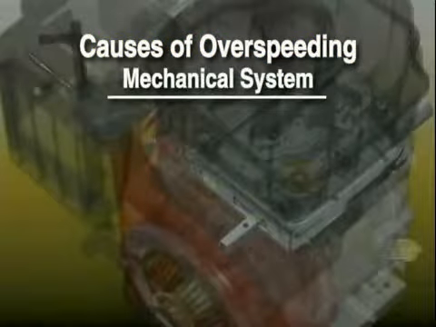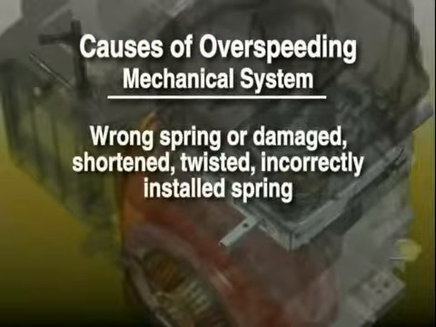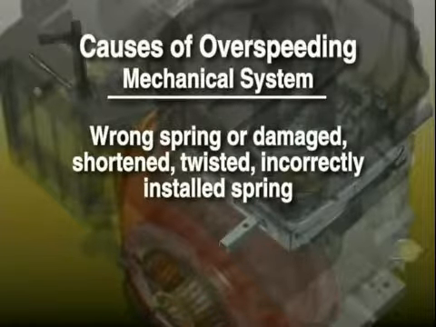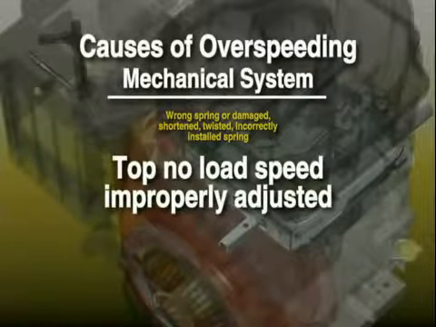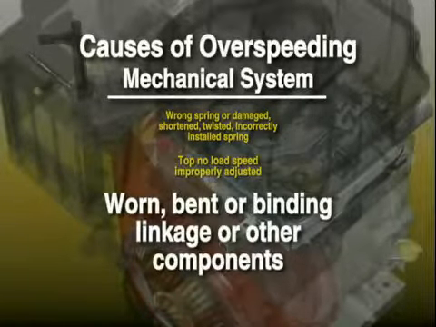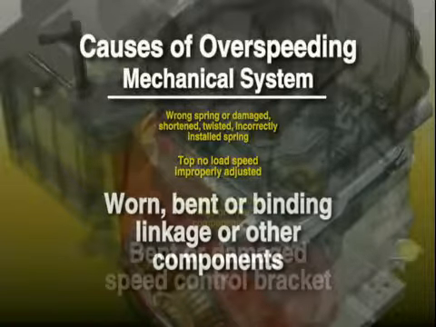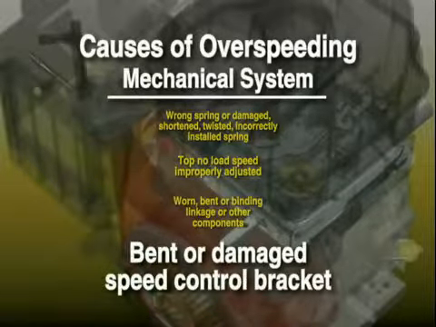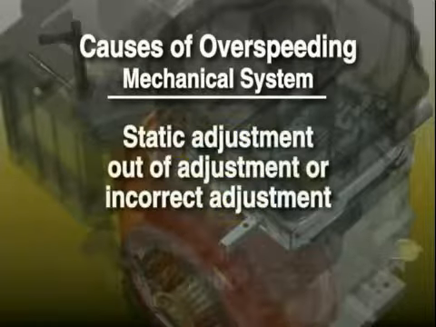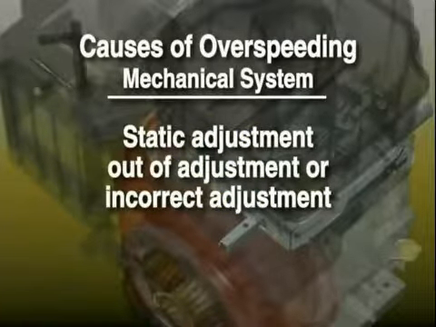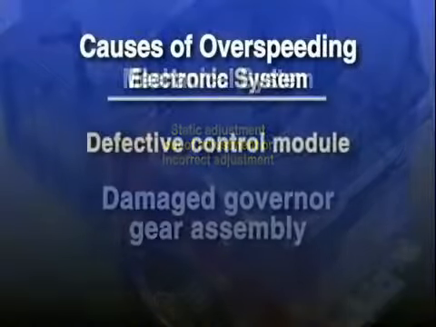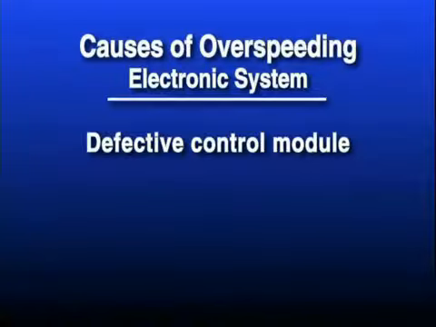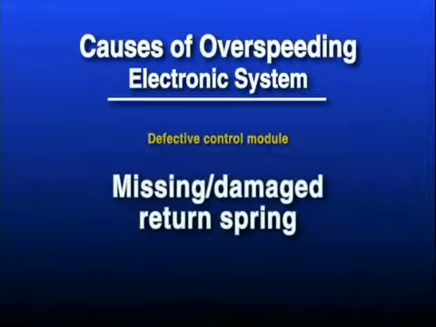On a mechanical system, causes for overspeeding include wrong governor spring or damaged, shortened, twisted, or incorrectly installed spring, top no-load speed improperly adjusted, worn, bent, or binding linkage or other components, bent or damaged speed control bracket, static adjustment out of adjustment, or incorrect adjustment, or a damaged governor gear assembly. On an electronic system, causes for overspeeding include defective control module or missing and damaged return spring.